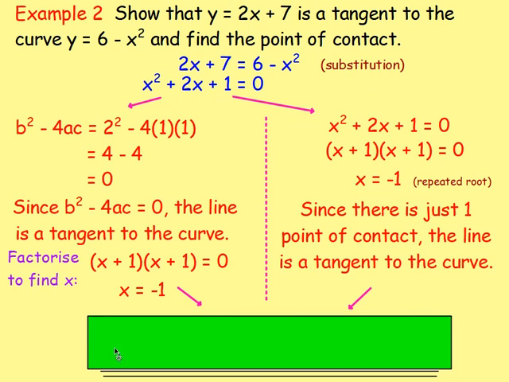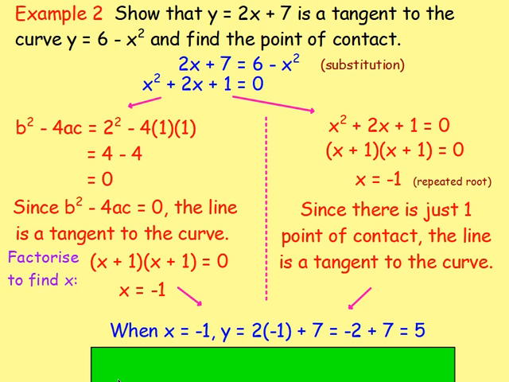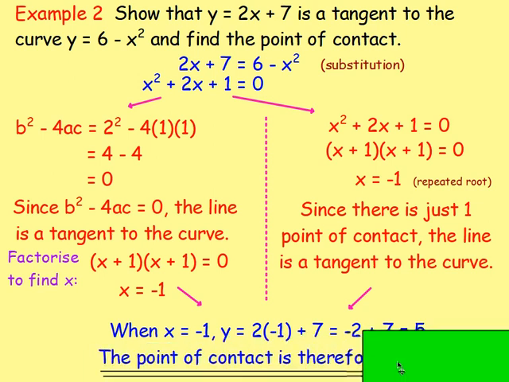After that, you need to find the value of y, so take the value of x and sub it into one of the equations. Here I'm putting it into 2x plus 7. After that, you will end up with 5. So the point of contact will be negative 1, 5. Whatever you get, just check it in the other equation. That would work out to be 6 take away 1, which again works out to be 5. So you know you're right.